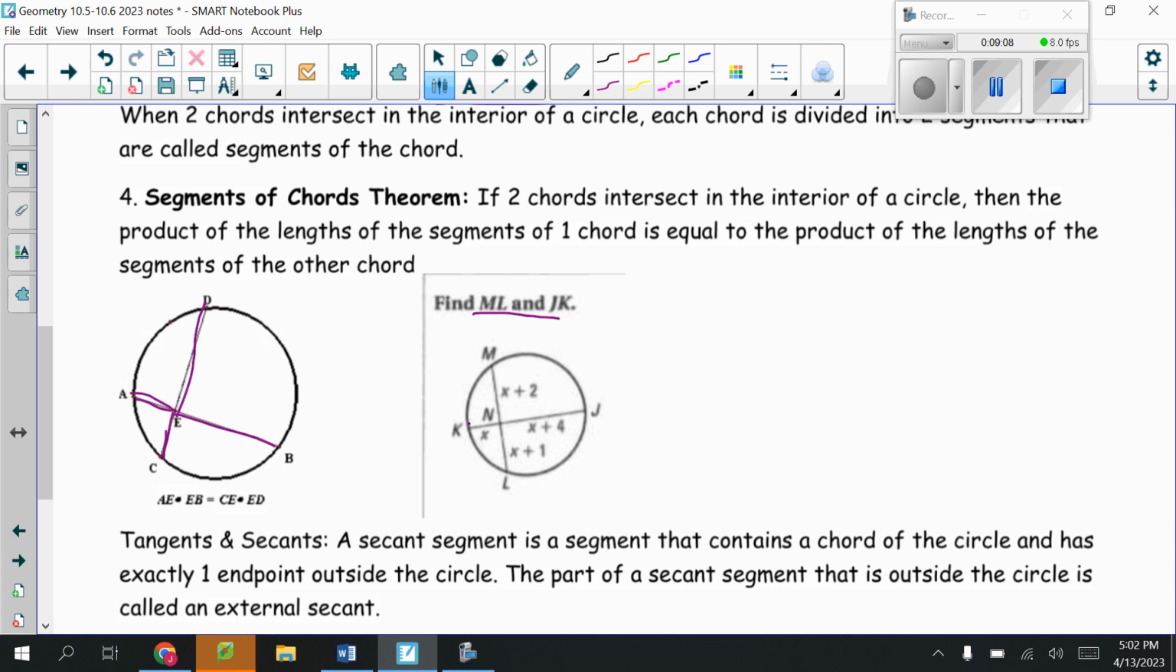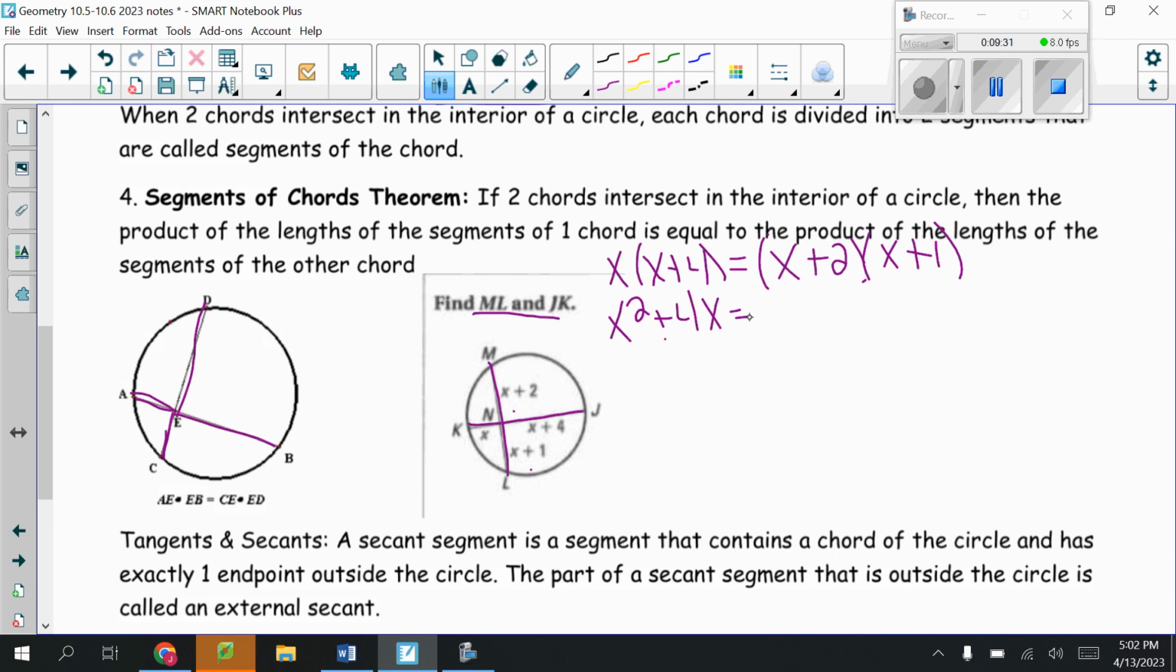So my first chord, I have X and X plus 4. So those get multiplied together. X times X plus 4 equals the other chord, I have X plus 2 and X plus 1. So I multiply X plus 2 and X plus 1 together. So now I'm ready to distribute. So this side I get X squared plus 4X.